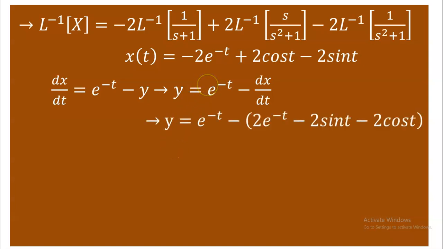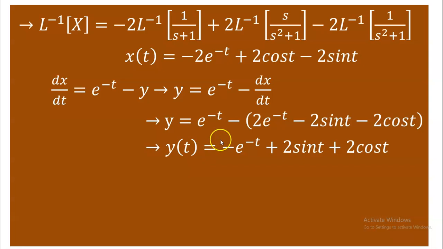So y is equal to e to the power of minus t minus the derivative of x with respect to t. Let's derive it. The derivative of this one is 2 e to the power of minus t, and this is minus 2 sin t, and this is minus 2 cos t. Simplifying this, y of t is going to be e to the power of minus t minus 2 times negative e to the power of minus t. So this negative makes positive, as you see, positive 2 sin t can come. And again, this negative turns this to positive. Directly you do have 2 cos t.